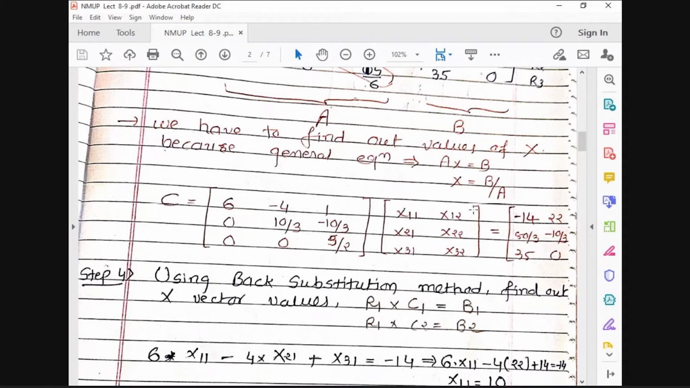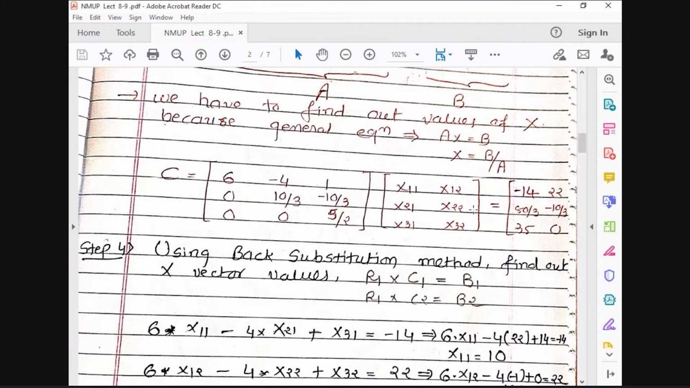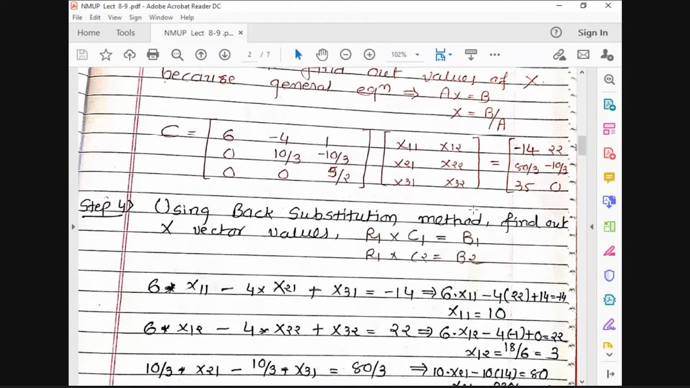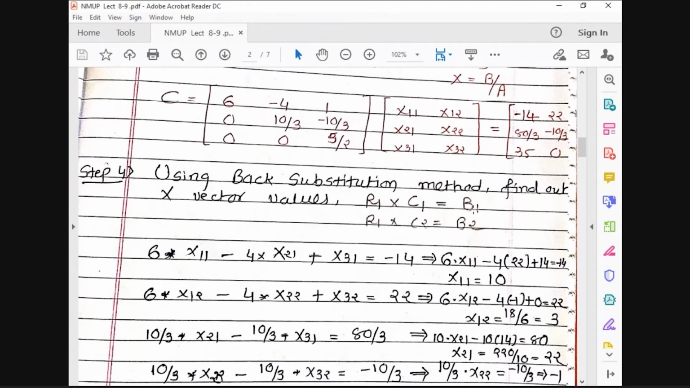It means backtracking. And how to do this? For that I have to follow simple maths. Just do the multiplication of this first row with the first column, the first row with the second column, the first row with the third column, and just take the values of this B1, B2, and B3. So I have simply written over here the 6 that I have multiplied with x11, minus 4 multiplied with x21, and 1 multiplied with x31, which is equal to the first element value, that is -14.